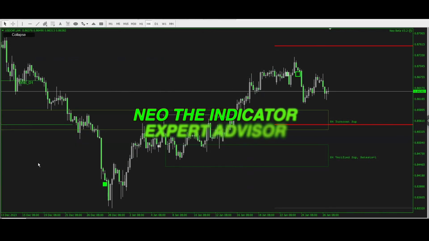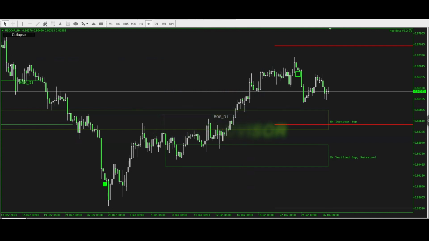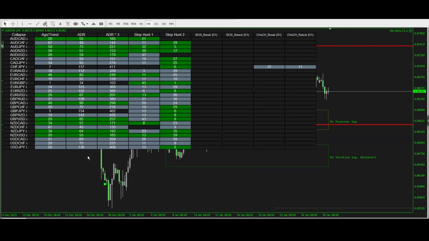Okay, so now we are on NEO the indicator expert advisor, and this is an actual piece of art and it's only getting better. This is not a lagging indicator. This indicator here is designed to trade price action, and with every single update I do, it's only getting better and better.